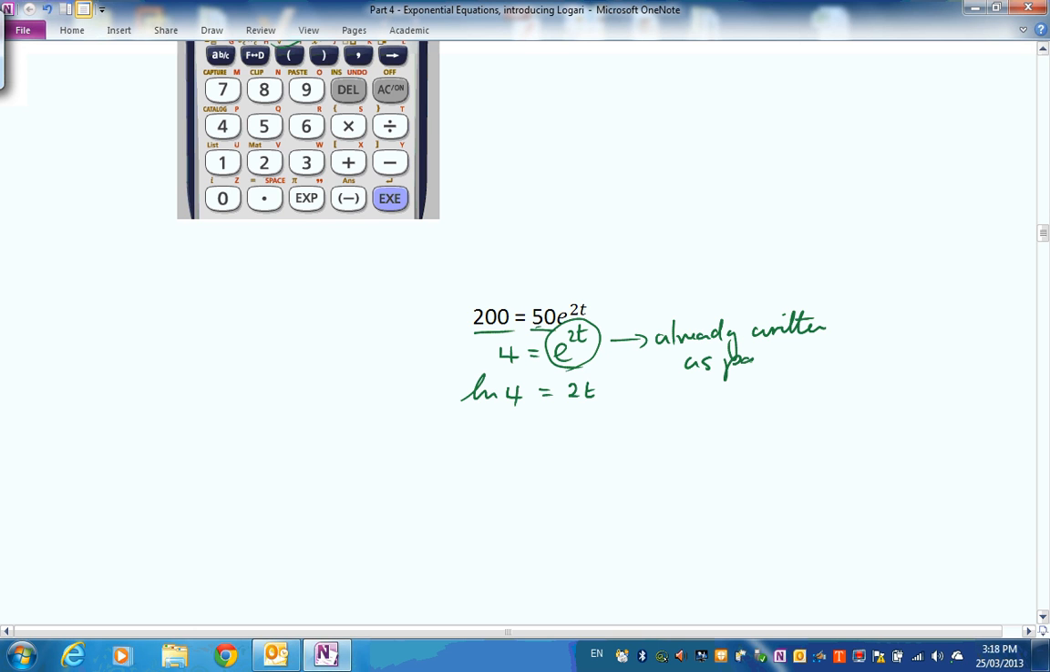So it's easy to find its power or its log. Therefore, dividing both sides by 2, ln 4 on 2 would be our t, and if you do that on the calculator, as we saw above, it's 1.38629, etc., divided by 2, and then t would be 0.693 to 3 significant figures.